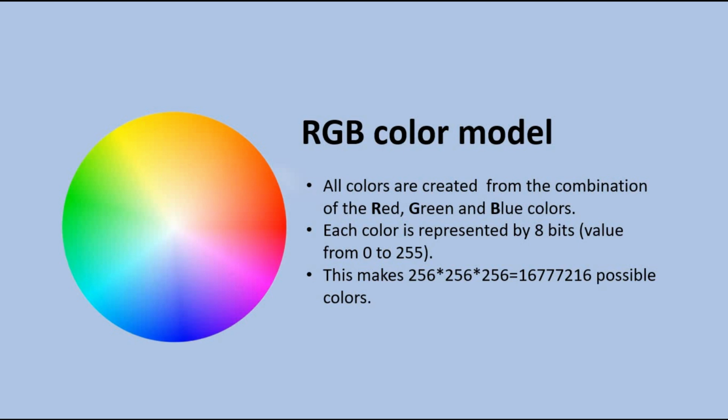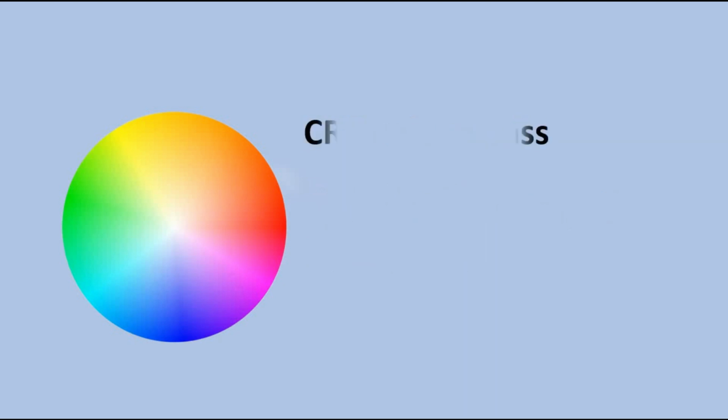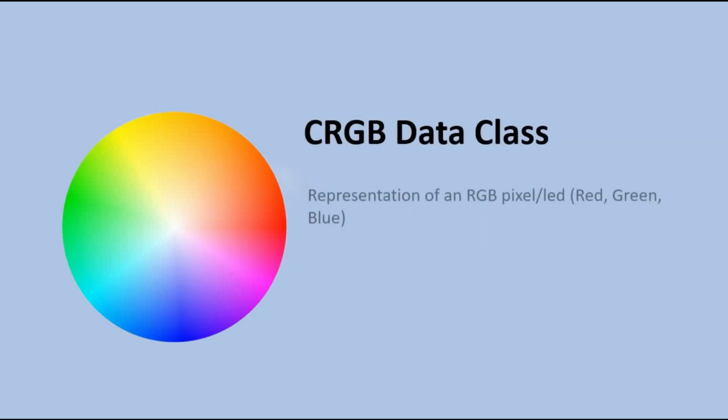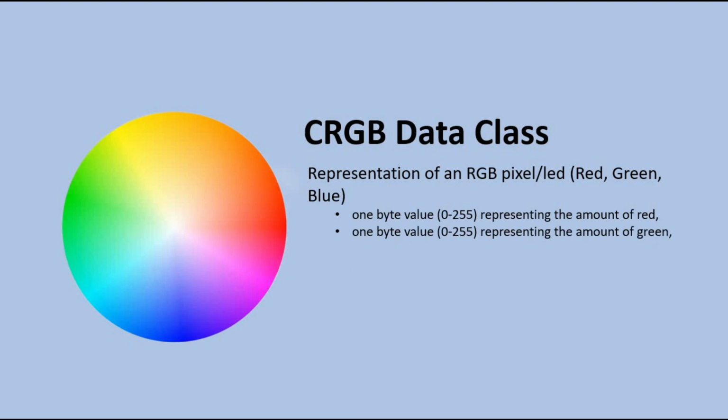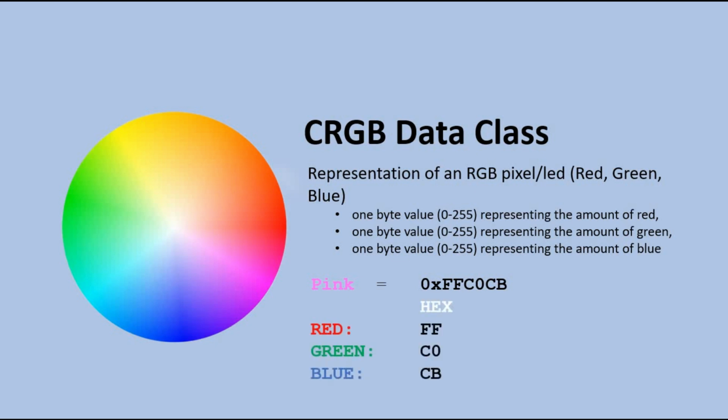To enable the RGB data model in Arduino code, we would work with the CRGB data class, which represents each pixel or LED with a combination of 3 bytes: 1 byte representing red, 1 representing green, and 1 representing blue. In this example, let's look at the representation of the color pink. We see a hex number which can be divided into 3 bytes. Here is the decimal representation of each byte.